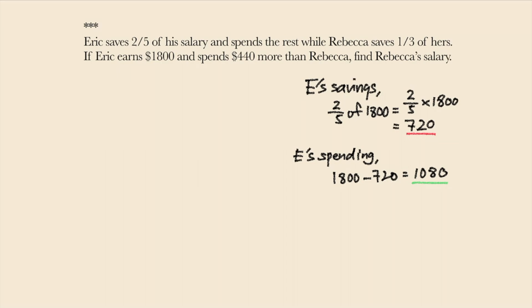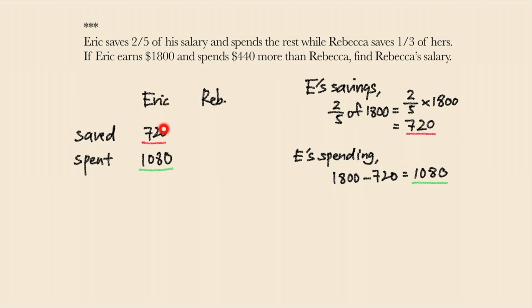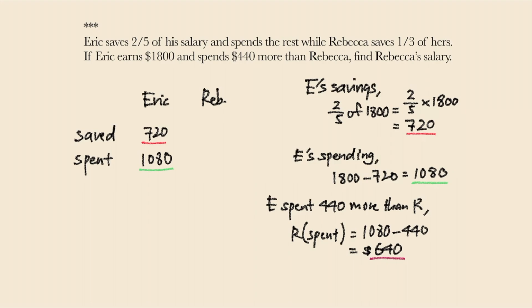Now, what's his spending then? Take his total minus his savings. That gives us his spending, Eric's spending. So I'm going to make everything clear with a table. So Eric saved 720, spent 1080, and the total is 1800. That's his salary. Okay. Now, Eric spends 440 more than Rebecca, and we know Eric's spending. That means Rebecca spends 440 less. So whatever Eric spent, take away 440, that's Rebecca's spending. So I'm going to write Rebecca's spending over here.